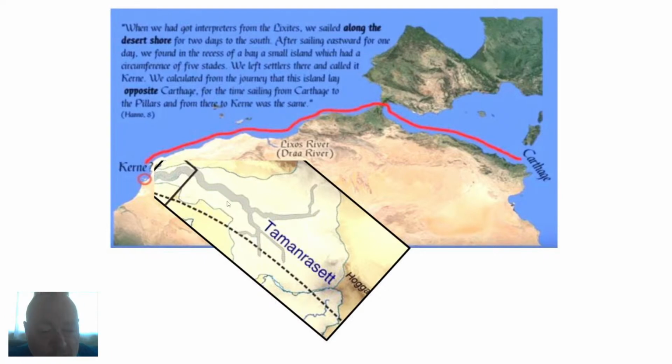Here's the ancient Tamanrasset River showing in this story. I don't think that's Hanno. You can get that from the Hanno story about how they went down the coast of Africa and described where they went.